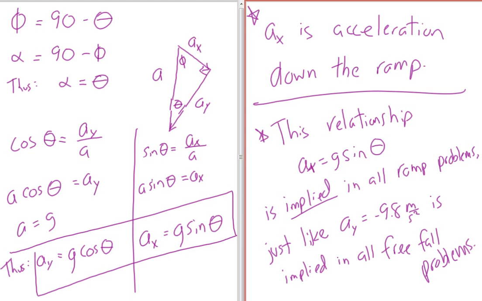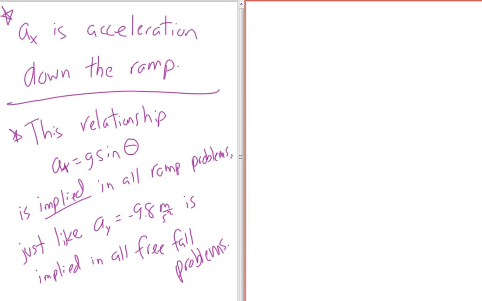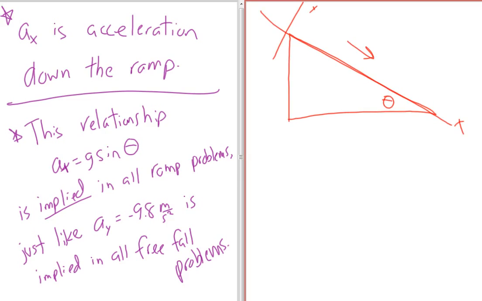So once you know this ax equals g sine theta, then every ramp problem basically just turns into a one-dimensional motion problem. And if you always make down the ramp positive, then your acceleration is going to be positive. Obviously if we were going in the opposite direction, you could change your origin, you could make it positive or negative, you just have to be consistent.